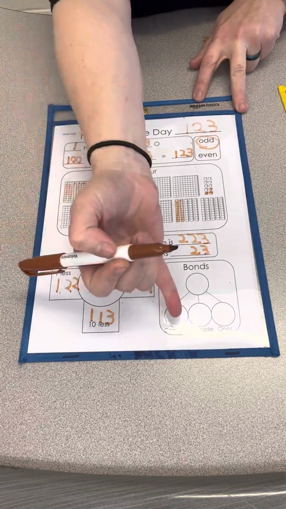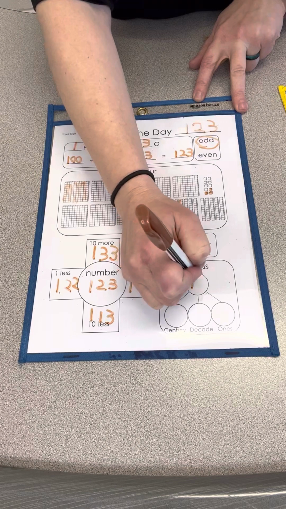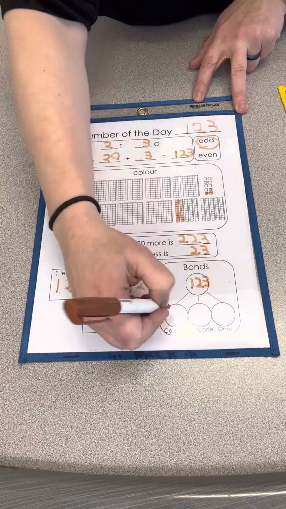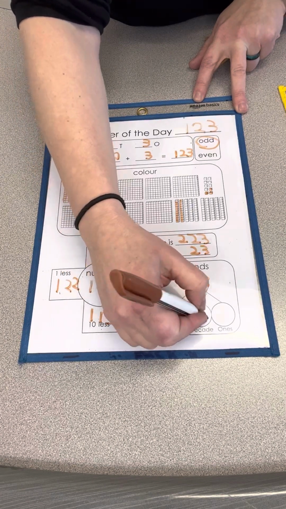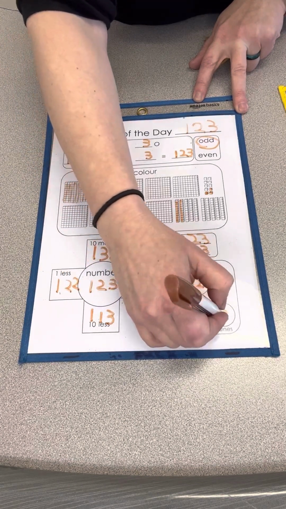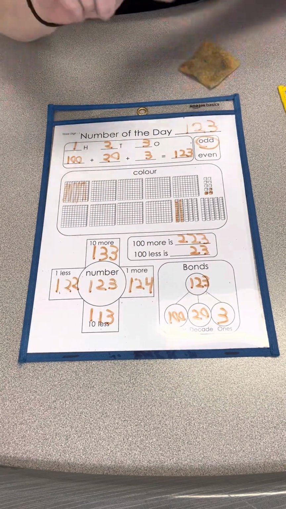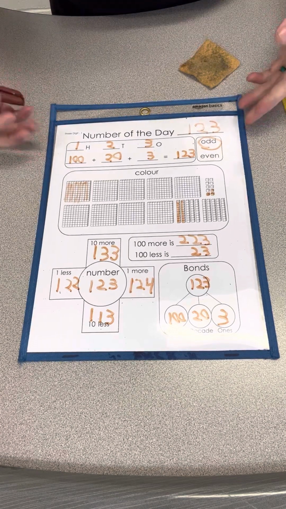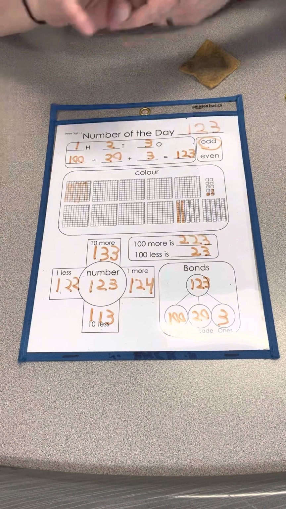And then for the bonds, we do the century number, the decade, and the ones. And so we would write 123 here. And the century number is 100. The decade number in this one is 20. And the ones is 3. And that's the 3-digit number of the day. I have some other ones too, but these are the ones we usually do. The other ones are a little bit harder for them, so we need more practice and more time for those ones. There you go.